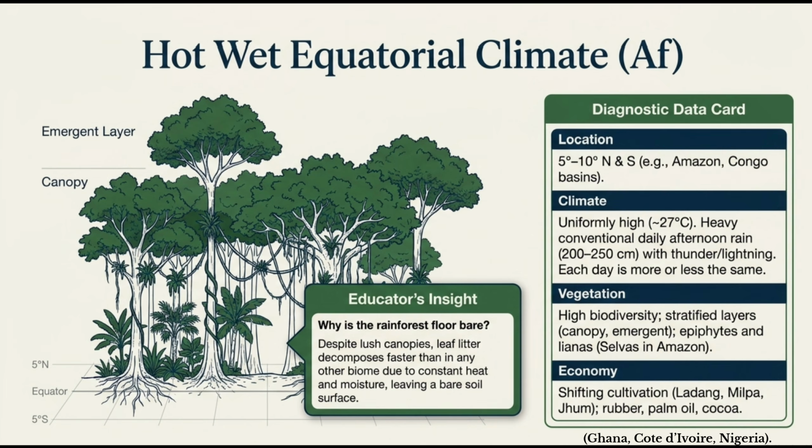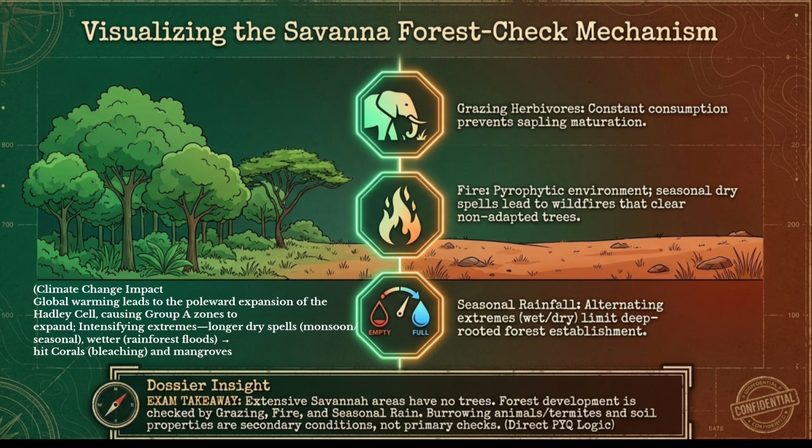Economic activity: shifting cultivation called ladang in Asia, milpa in Central America, jhum in India. Rubber, palm oil, cocoa: Ghana, Côte d'Ivoire, Nigeria. Climate change impact: global warming leads to poleward expansion of the Hadley cell, so Group A zones expand, intensifying extremes, with longer dry spells in monsoon and seasonal zones, wetter conditions in rainforest zones, and hits to corals and mangroves.